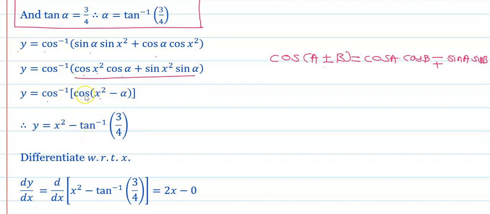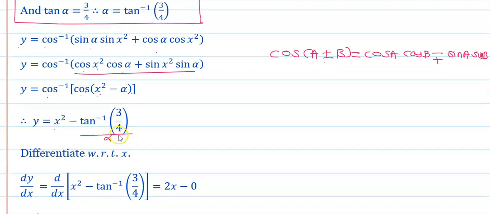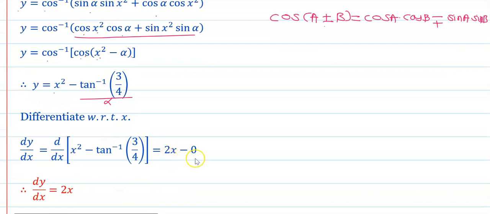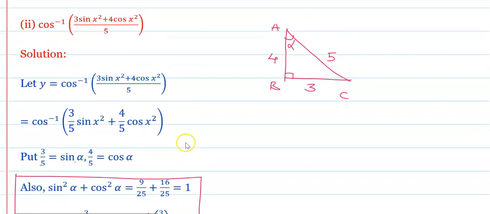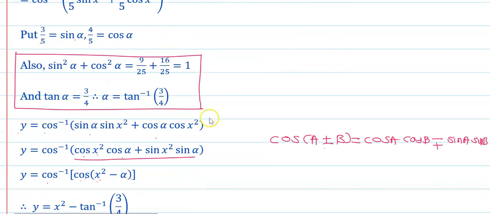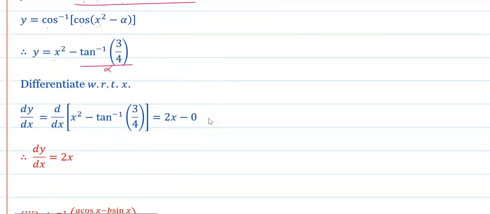Now again, cos inverse of cos theta is theta, means what? x square minus this alpha, or tan inverse of 3 by 4. You may write here alpha. Now differentiate this with respect to x. The derivative of x square is 2x, and the derivative of this alpha, that is tan inverse of 3 by 4, is a constant, so its derivative is 0, and hence dy by dx is equal to 2x. Okay. You can look at it again, the right angle triangle and the expansion of cos of a minus b. Get the answer.